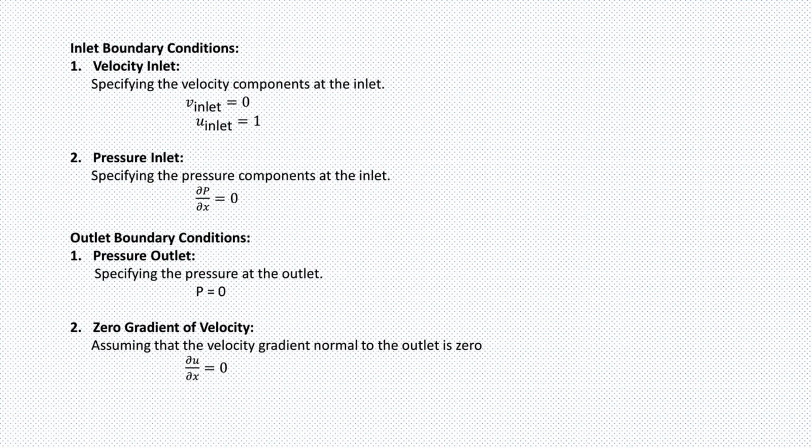And now we will see the outlet boundary conditions. The first one is the pressure outlet, specifying the pressure at the outlet, that is p is equal to 0. This is common when the outlet is far from the region of interest and the flow can be assumed to become fully developed. Now we have zero gradient of velocity, assuming that the velocity gradient normal to the outlet is 0, that is ∂u/∂x is equal to 0.